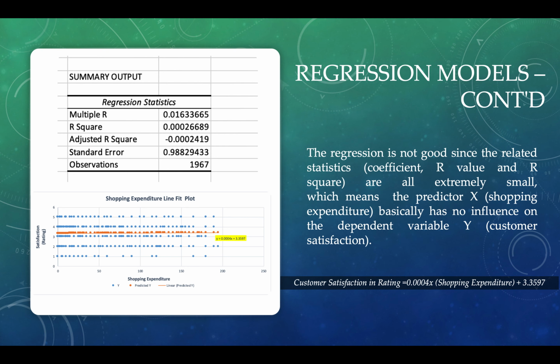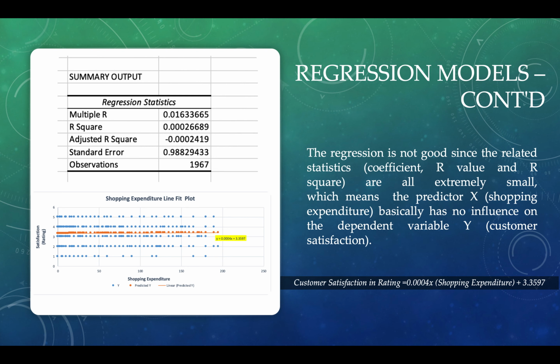The second predictor we have here is shopping expenditure. From the regression, we could find out that this model is not a good one, since the correlation value is only 0.0004, which basically means shopping expenditure will not cause any change to customer satisfaction. We are also able to reach this conclusion from its regression statistics.